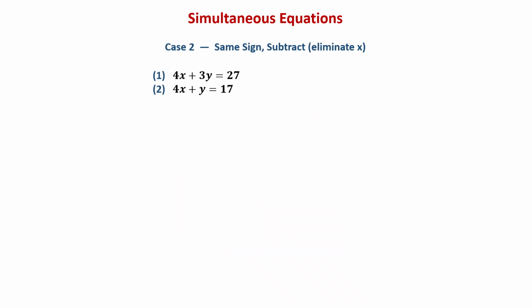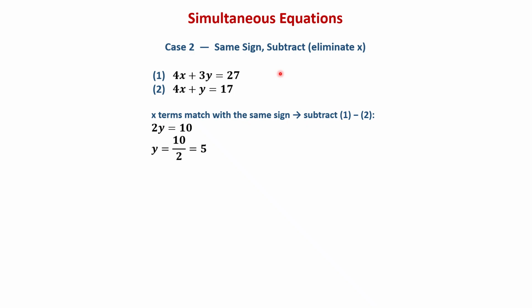4x plus 3y equals 27. 4x plus y equals 17. We look at the numbers. 4x and 4x are equal, and they are both positive 4x. So the signs are the same. So we subtract equation 1 from 2 because they are both positive. So 4x minus 4x is nothing. You will have 3y minus y, which is 2y, equal 27 minus 17 is 10, I think. So 2y equal 10. That means y equal 5.